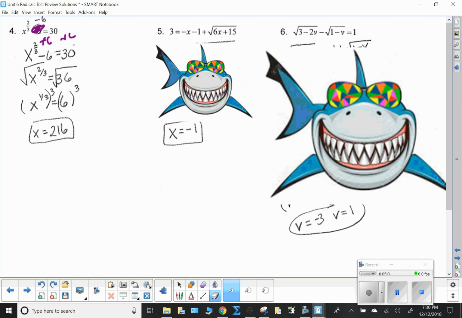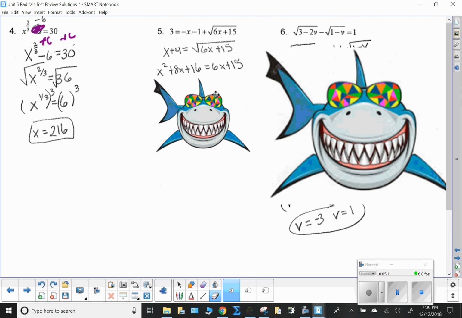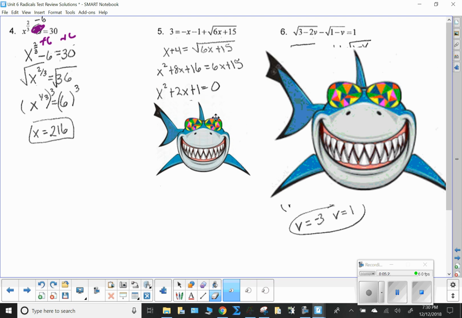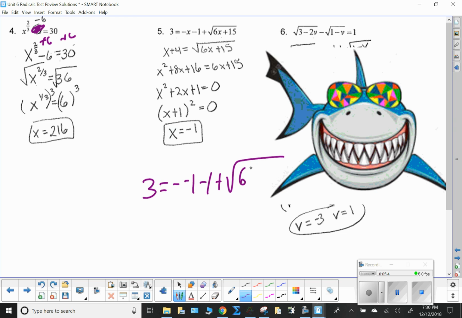Number 5, get the radical by itself. So add 1 and add x. That'll give me x plus 4 is equal to the radical. Now I'm going to square both sides, making sure that I FOIL. Then I'm going to gather all my terms on one side. And then I'm going to factor, and I get x equals -1. When I plug this in, if I check, I get 3 is equal to -1 minus 1 plus the square root of 6 times -1 plus 15.